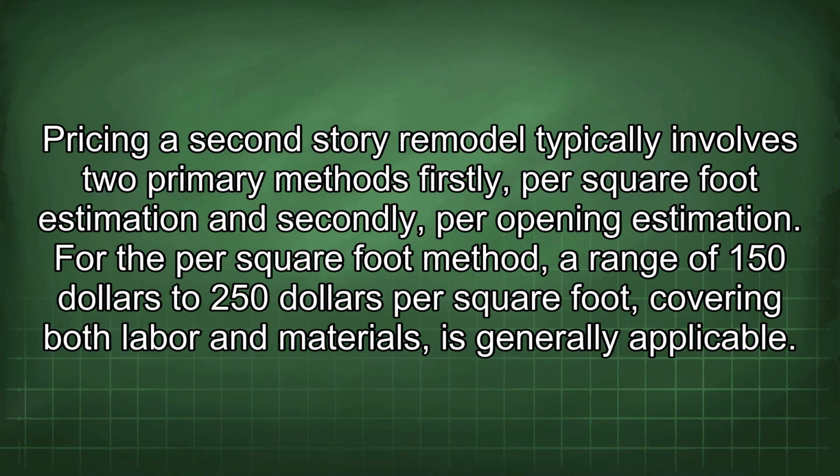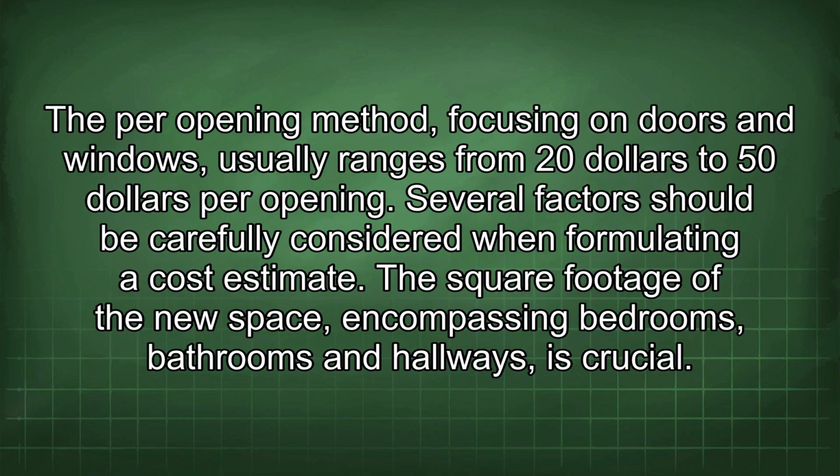Pricing a second-story remodel typically involves two primary methods: firstly, per square foot estimation, and secondly, per opening estimation. For the per square foot method, a range of $150 to $250 per square foot, covering both labor and materials, is generally applicable. The per opening method, focusing on doors and windows, usually ranges from $20 to $50 per opening.